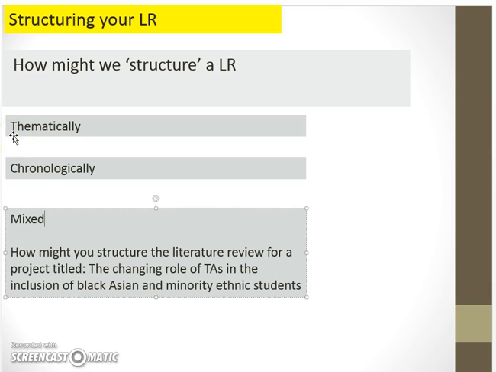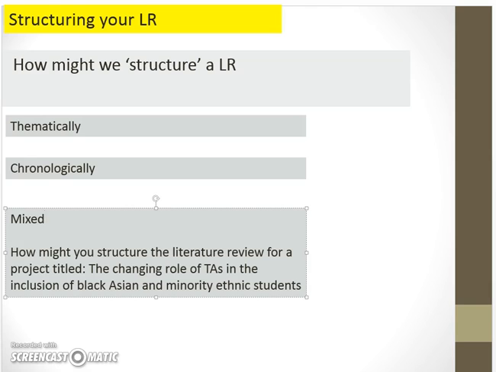Thematically, as we have indicated, is discussing the themes in your project. Chronologically is discussing them in order that the research has taken place, perhaps discussing the development in debate over time. And mixed is a combination of the 2 methods outlined.